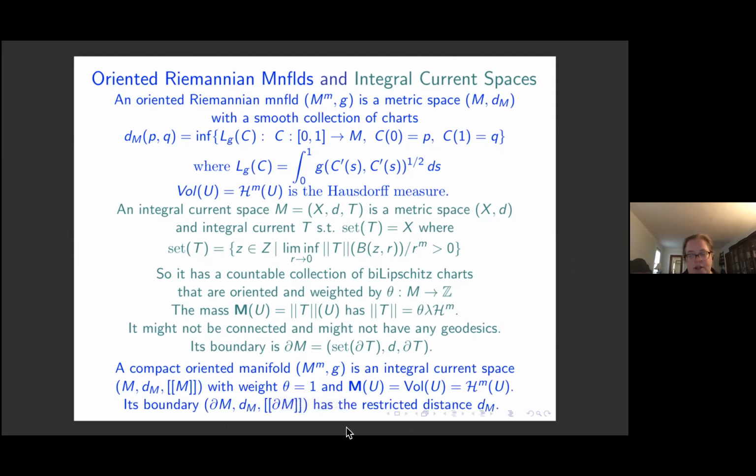And the boundary is this, which has a restricted distance d_M. It will also turn out to have weight 1 with some extra work, and the mass of the boundary will agree with the volume of the boundary, the Hausdorff measure of the boundary, one dimension lower. When I say oriented here, I want to emphasize again that there's a distinction between the manifold and its opposite orientation. They are two different integral current spaces.